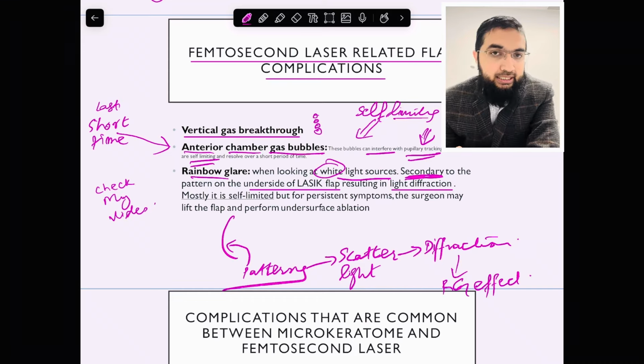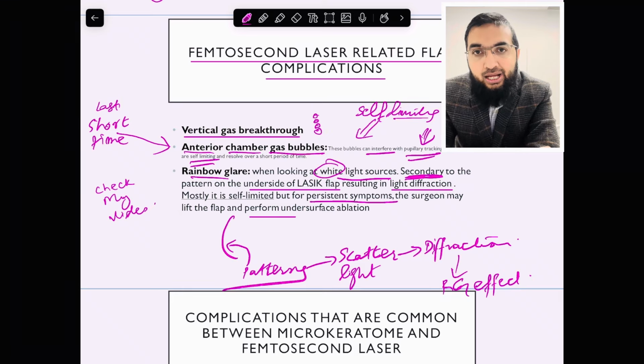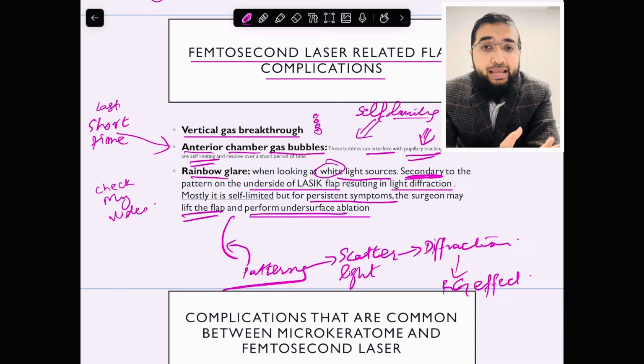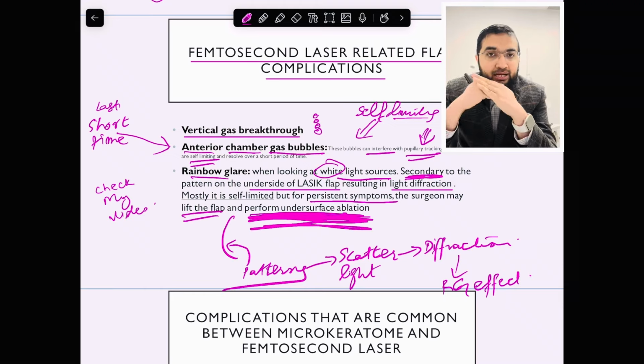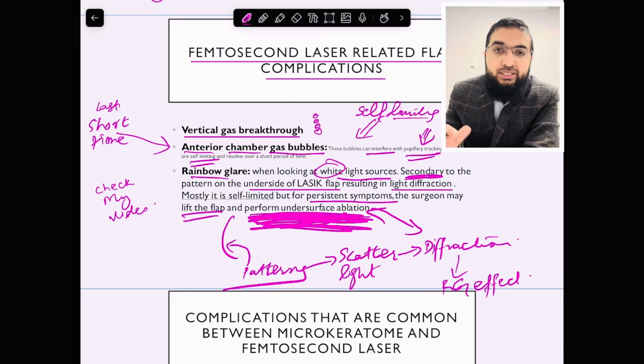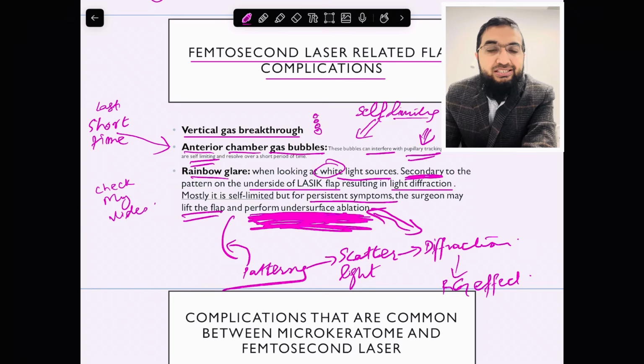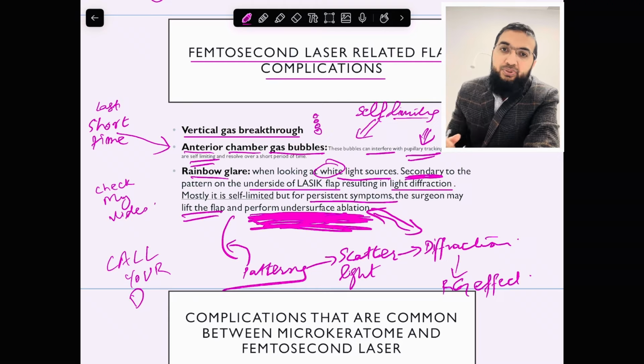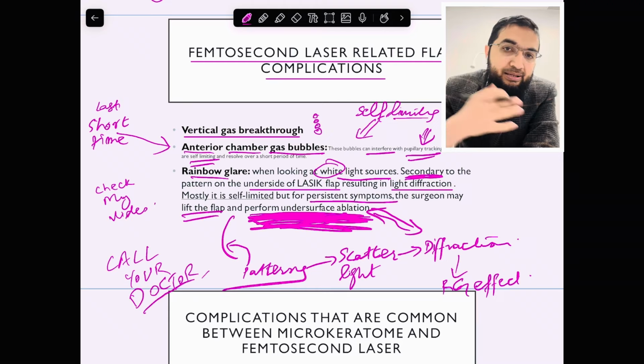Mostly it's self-limited, but if it's persistently there, not going away, please talk to your doctor, give them at least a phone call. The surgeon may be able to lift the flap and perform the under surface ablation to get rid of that diffraction that's causing this rainbow glare effect. You cannot live your whole life with a rainbow walking with you. So please talk to your surgeon about it. Don't just complain about it or cry about it. I know it's hard, but please first help yourself, then somebody will be able to help you.